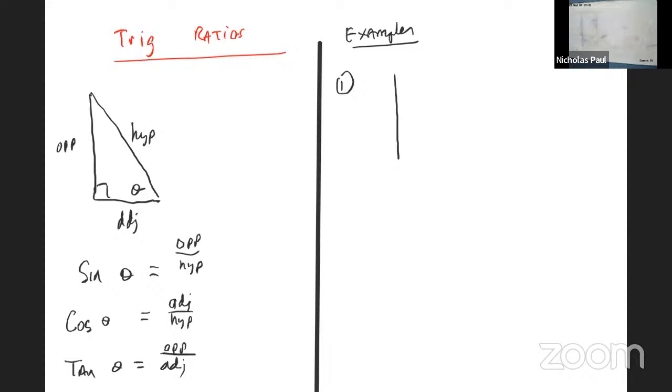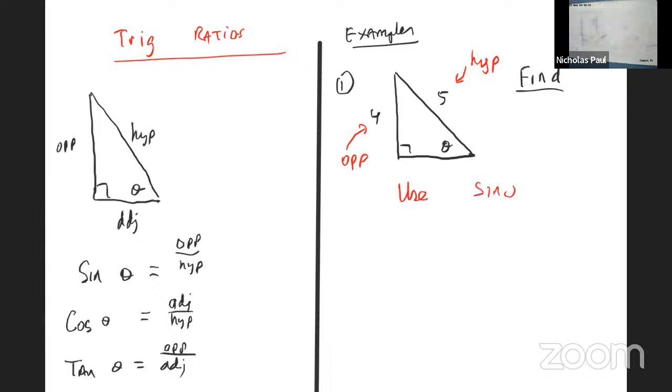All right, so let's start here. Let's find theta. Here's 4 and here's 5. Look at what we have there. I want us to find theta. What do we have? Right, very good. We have the opposite and we have the hypotenuse. Which formula has hypotenuse and opposite in it? Sine, very good. So we're going to use sine theta is equal to opposite over hypotenuse.